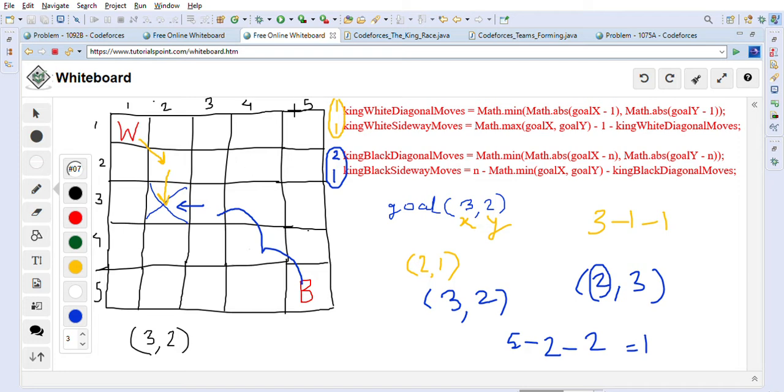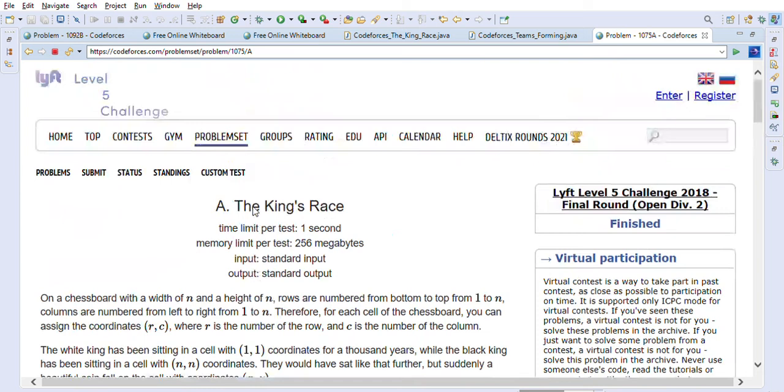If both are the same, then still white king will be the winner, because white king will be the one who will start the first move, right? So that's why he will reach the target first. So this is the approach we are going to take to solve the problem of who is the winner in the Kings on Codeforces. We calculate the minimum number of moves of white king as well as black king, and then we compare, and whatever is the minimum will be the winner. In case of equal, white will be the winner because white king starts first, which means he reaches the target first. So this is the way we will be solving this problem, the king's race.